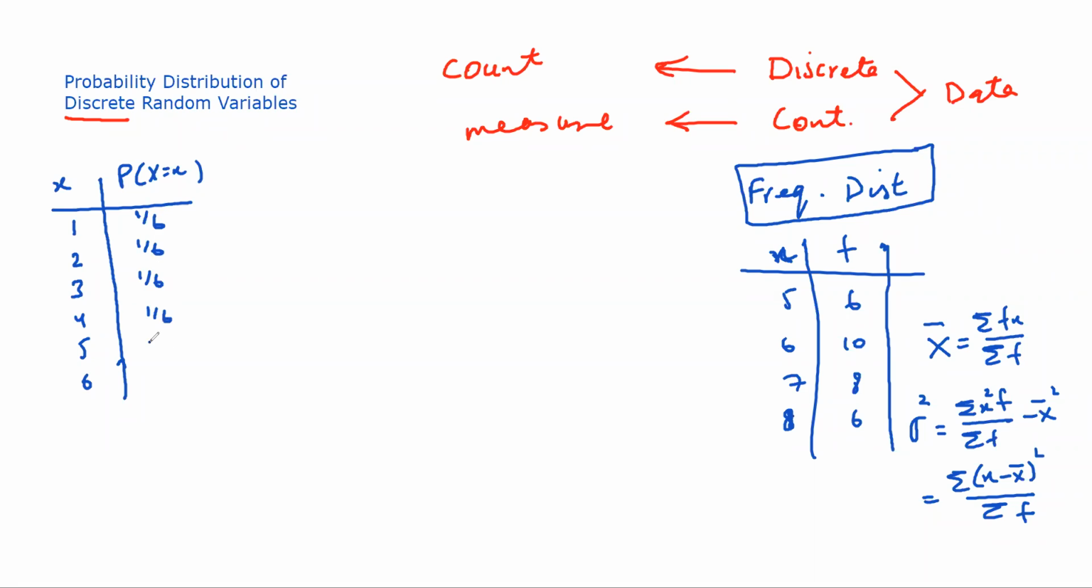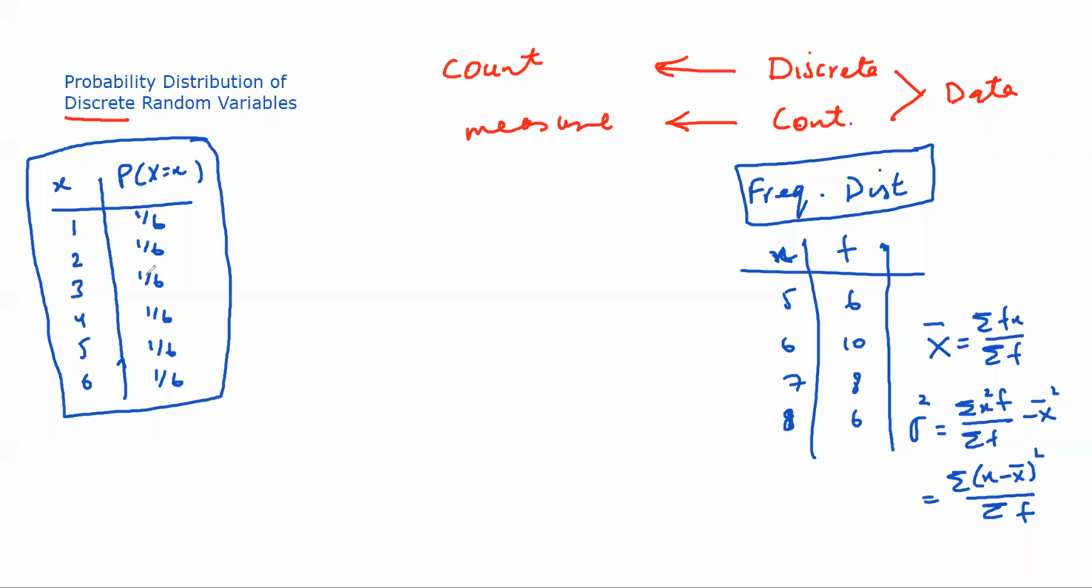This is 1 over 6. Now this table is showing a probability distribution, and this x over here is a discrete random variable.